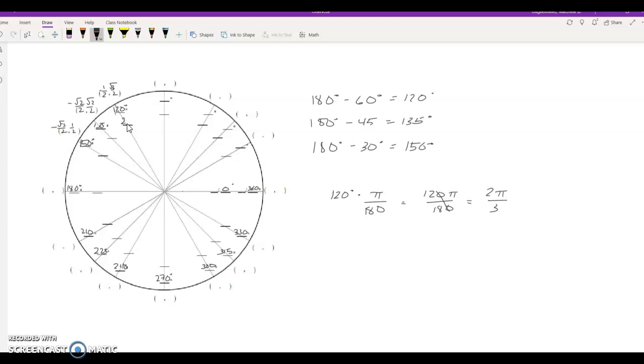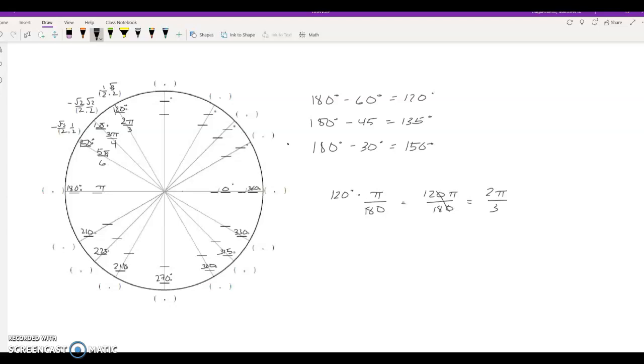Okay, and then fill that in for your radians, because you'll start seeing problems both in degrees and radians, and it's helpful to have all the radians listed as well. This one would be 3 pi over 4, and this one would be 5 pi over 6. Okay. 180 is a full pi.